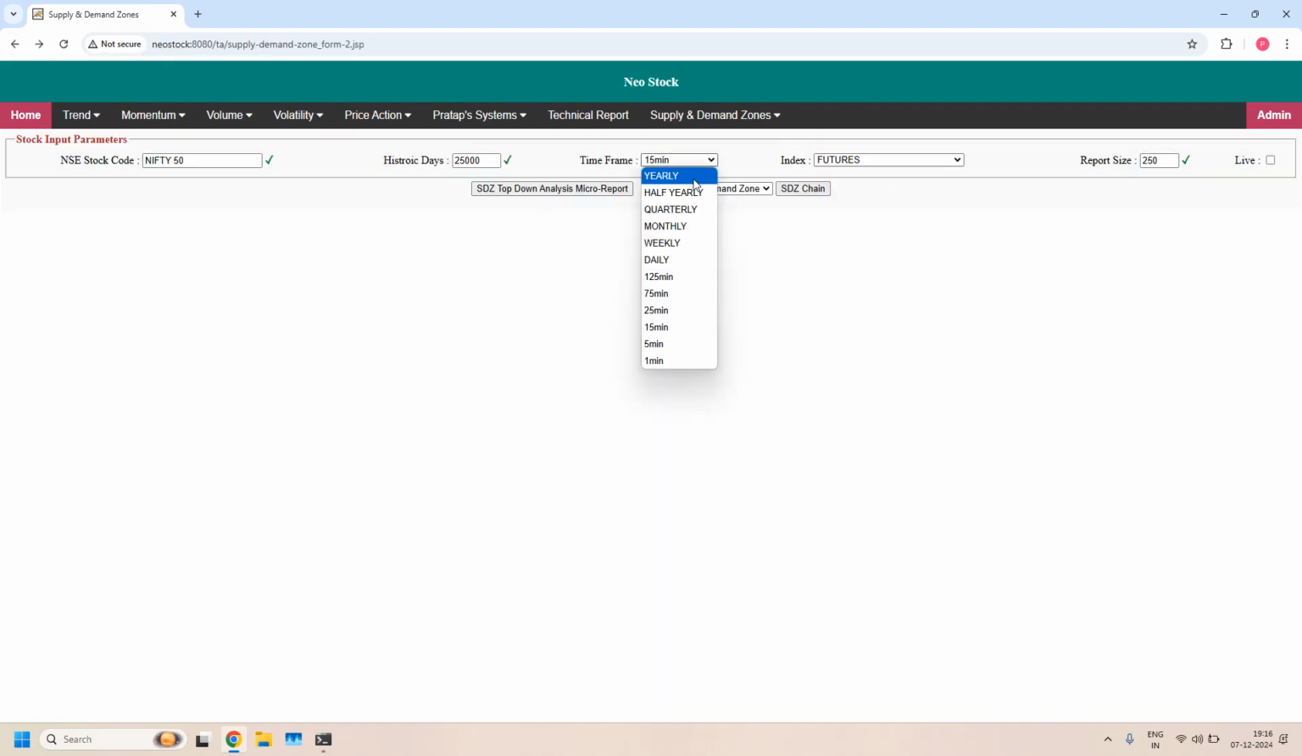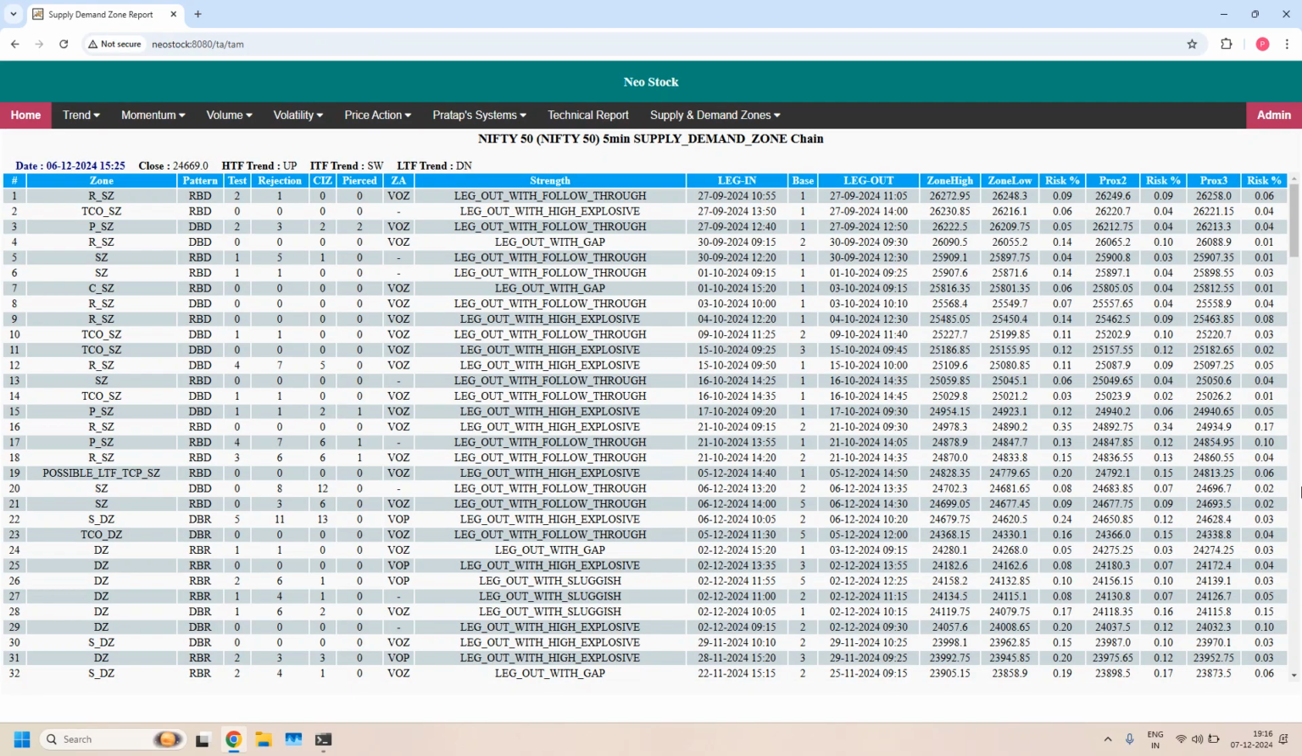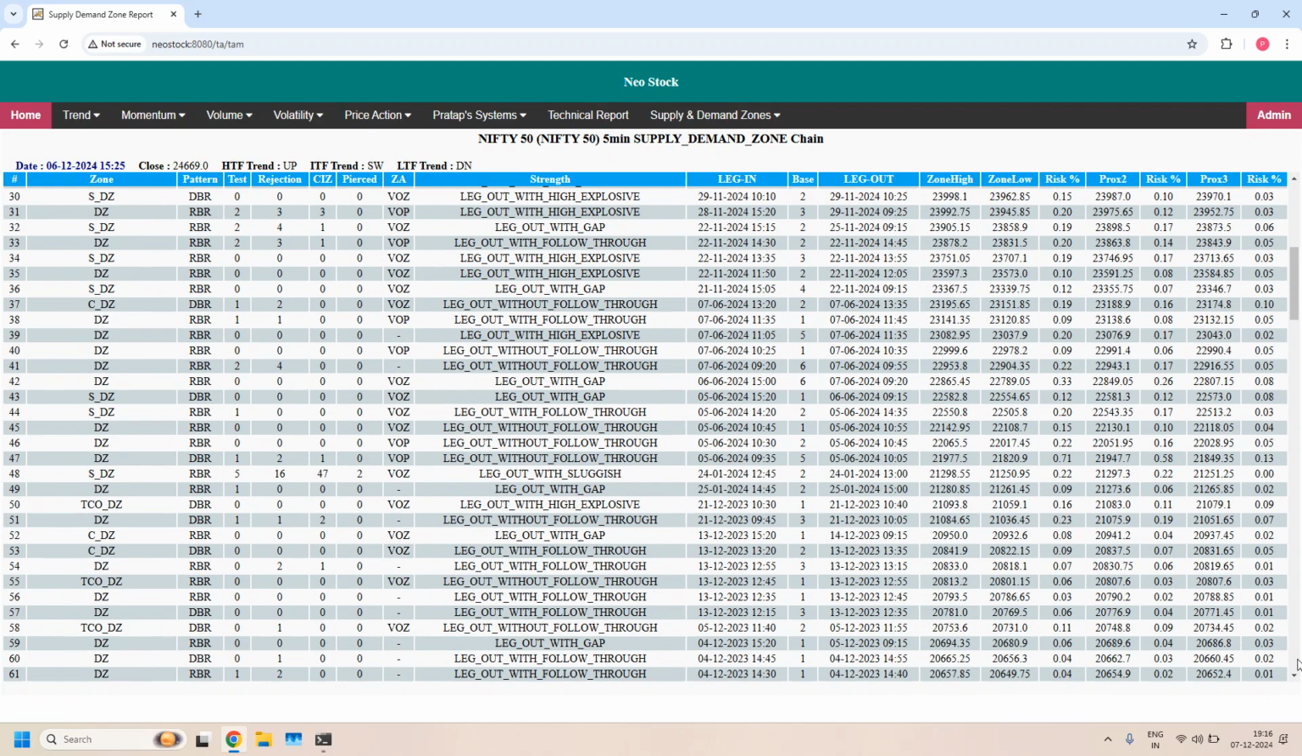Next, the 5 minute supply demand zone chain for NIFTY. Because there are very few 5 minute demand zones in this view, if you want more 5 minute demand zones, I am scrolling the list down. So this is about the NIFTY supply demand zone chain.